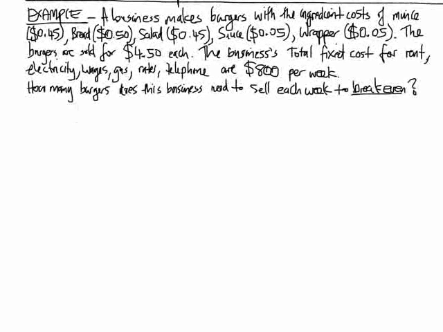A business makes burgers with ingredients costing 45 cents, 50 cents, another 45 cents, 5 cents, and the wrapper being another 5 cents, and they sell those burgers for $4.50 each. And the business's total fixed costs for rent, electricity, wages, gas, the cost of stuff that's not going to change depending on how many burgers they make, is going to be $800 per week. So we would be asked to work out how many burgers this business needs to sell each week to break even.